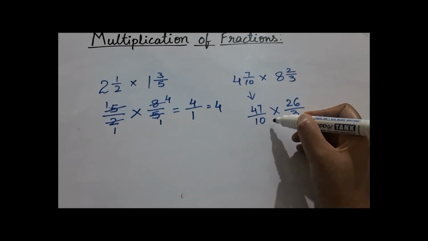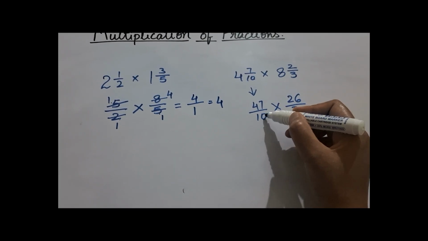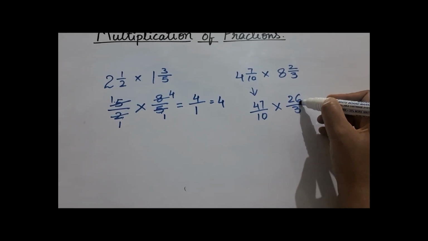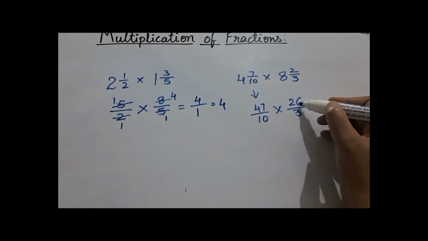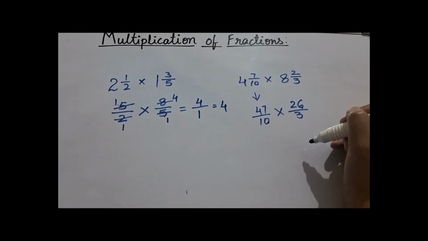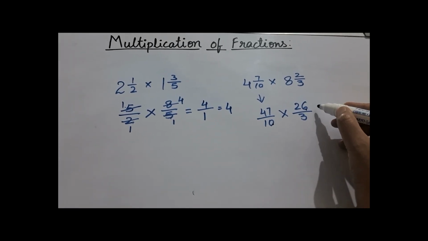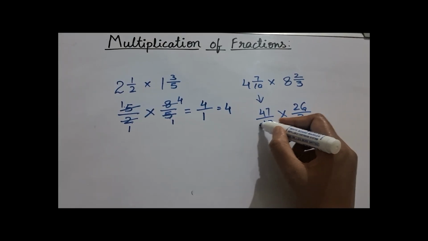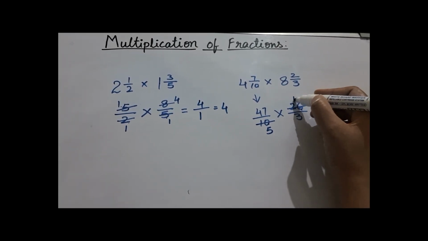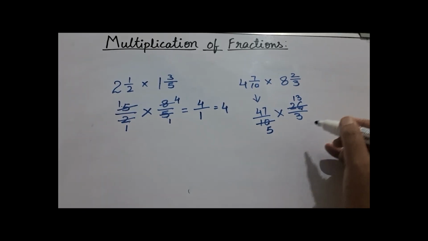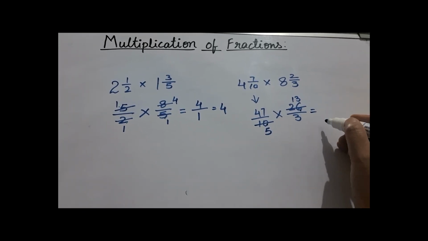Now here we can see that 10 and 26, one numerator and one denominator, both have the common factor 2. So I am dividing by 2. 2 5s are 10 and 2 13s are 26. Okay. Now here what is left over?